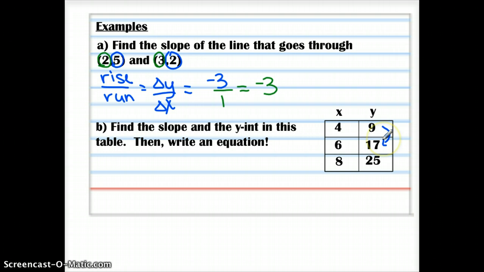So we'd like to see how much it's going up by in y. So 9 to 17, that goes up by 8. 17 to 25, it also goes up by 8. 4 to 6 goes up by 2, and by 2.